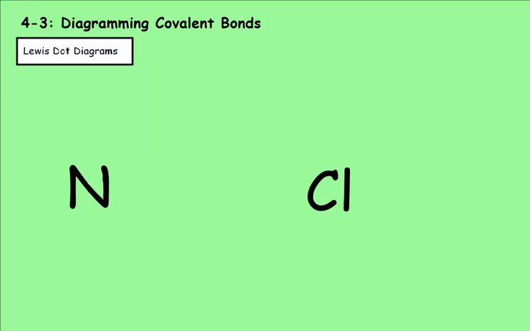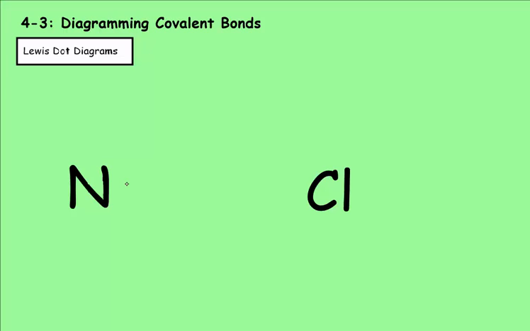We can diagram valence electrons using Lewis dot diagrams. Lewis dot diagrams are just a way to show how many valence electrons are surrounding an atom. Then once we do that, we can see what kind of covalent bonds can form when we make these bonds. So whenever we do Lewis dot diagrams, we always have to determine how many valence electrons are in each element or atom.